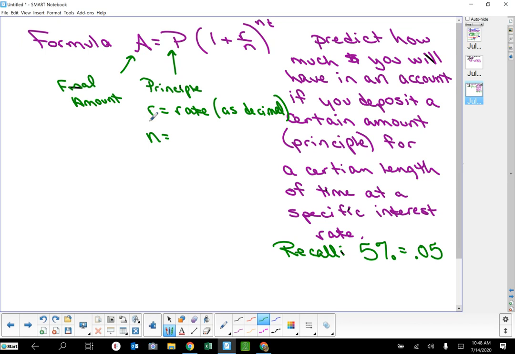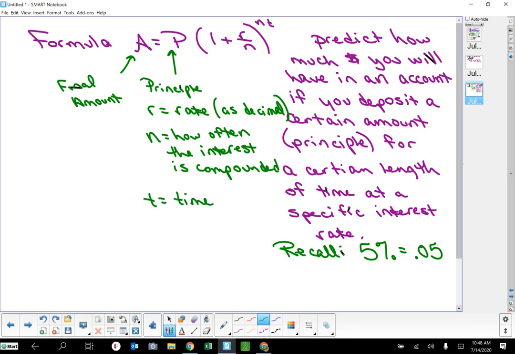P is principal. The R is rate as a decimal, not as a percent. The N is how often the interest is compounded. So if it says it's compounded quarterly, that would be 4. If it's compounded monthly, that would be 12. That kind of thing. And T is time.